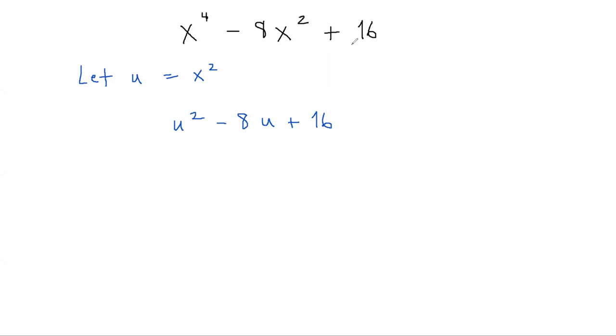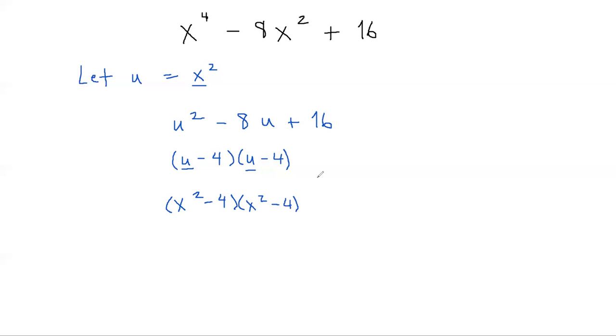By rewriting this expression in terms of u, we've turned a fourth degree polynomial into a quadratic polynomial, and we can factor this much more straightforwardly. We're looking for values that multiply to 16 and add to -8. Those values are -4, -4. Factoring this into u minus 4 times u minus 4, and then substituting x squared back in for u gives us x squared minus 4 times x squared minus 4.